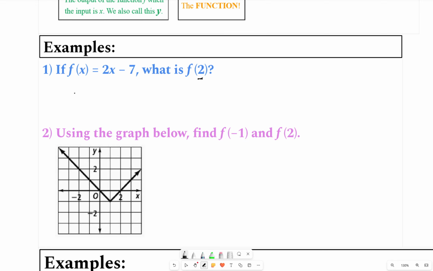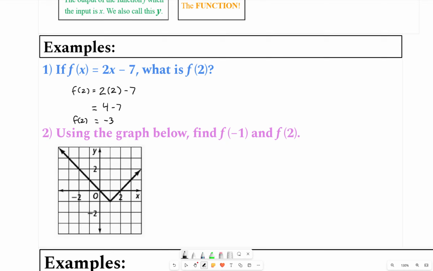So then we go back to our function rule. We're going to change the x. Wherever I see an x, I replace it with a 2. That's all it wants us to do. Whatever number's here, wherever I saw an x, I replace it with a 2. And do the calculations. 4 minus 7 equals -3. So when I input 2, I get an output of -3 for the function in question 1. All right, so the number here just tells us what we input into our original function.